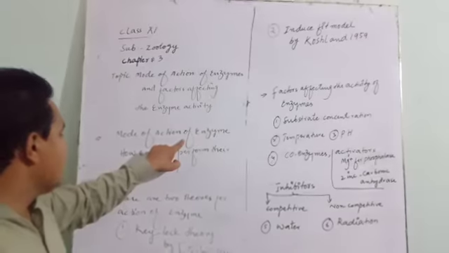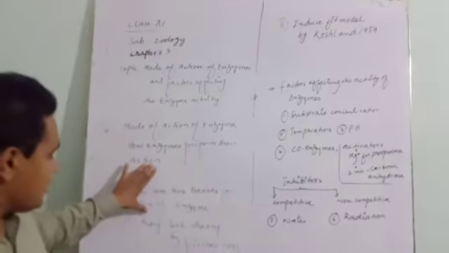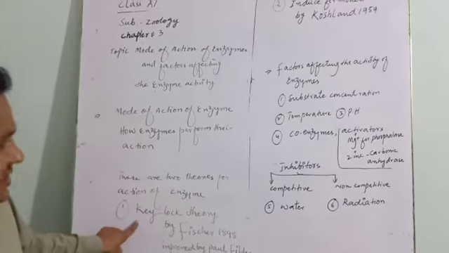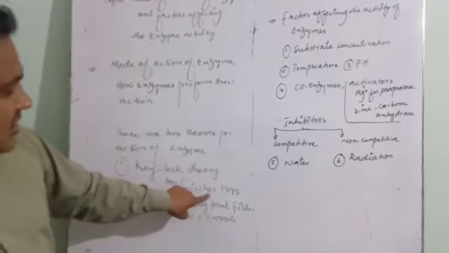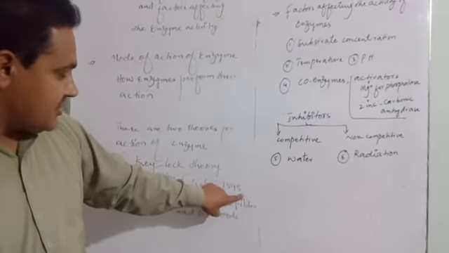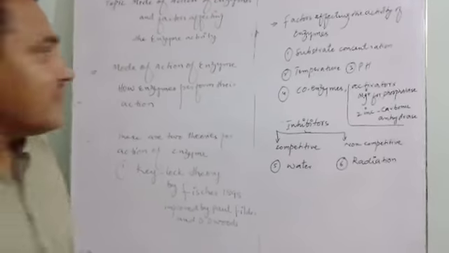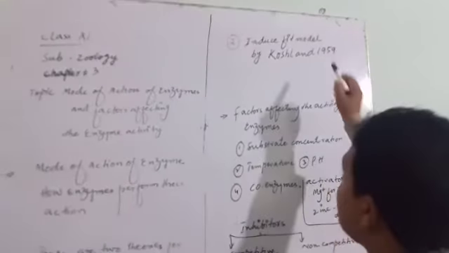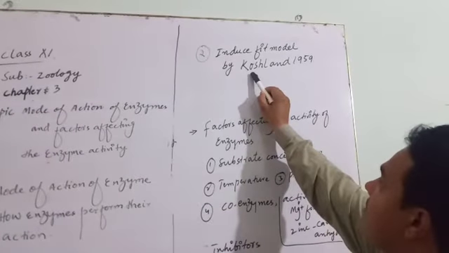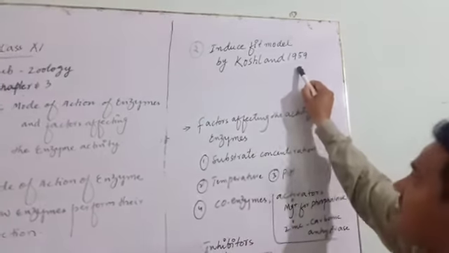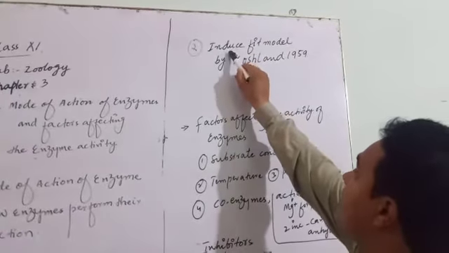Mode of action of enzyme. There are two theories about the mode of action of enzyme. Number one theory is the Lock-and-Key theory. It was given by the scientist Fischer in 1898. Then it was improved by Paul Filder and D.D. Woods. Another theory for the mode of action of enzyme was given by Koshland. This is a modern theory, and it is called the induced fit model.